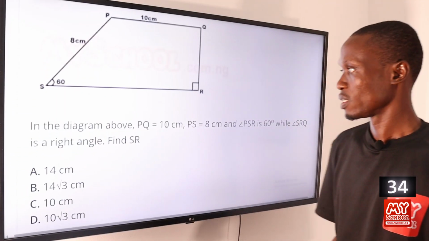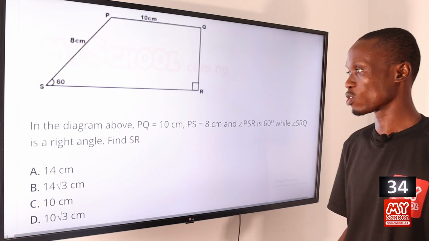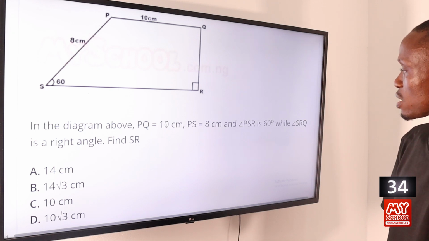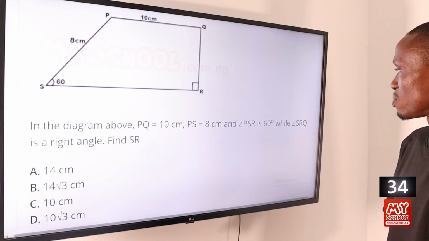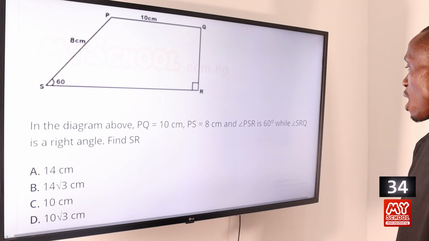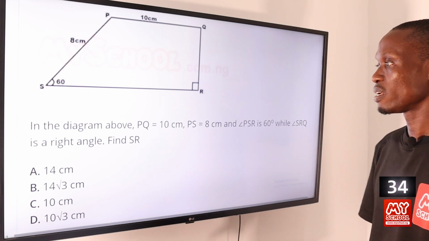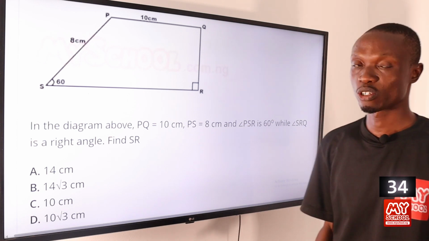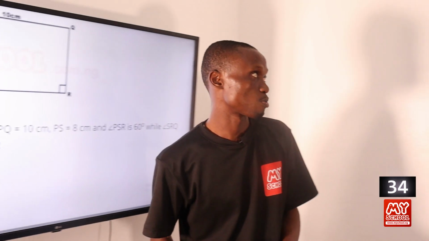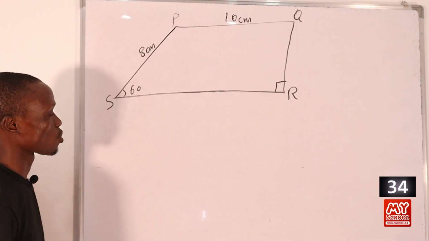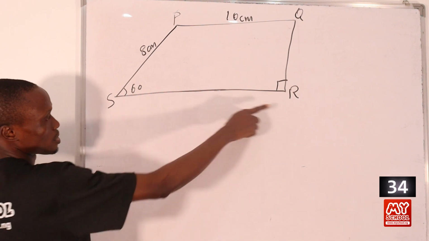Question 34. In the diagram above, PQ is equal to 10 centimeters, PS is equal to 8 centimeters, and angle PSR is 60 degrees, while angle SRQ is a right angle. Find SR. So let's return back to the board to provide an answer to this question. So this is the diagram that is given to us, and we are asked to calculate SR.